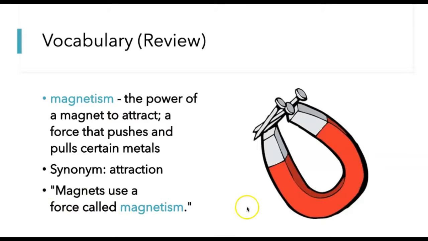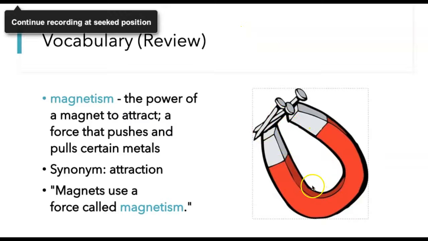Alright, let's ask a question. If this side is north, this side must be, that's right, south. North Pole is attracted to the South Pole. But what if there was a South Pole and a South Pole? Would they be attracted to each other? No, the South Pole and the South Pole would repel. But that would still be a form of magnetism. Magnetism is what pushes and pulls certain metals.